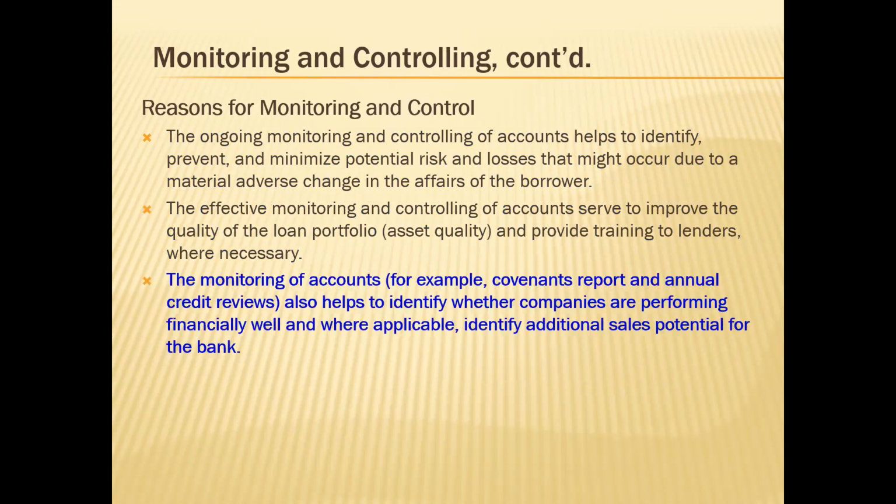Thirdly, the monitoring of accounts, for example, covenants report and annual credit reviews, also helps to identify whether companies are performing financially well, and where applicable, identify additional sales potential for the bank. Okay, so when it says, and where applicable, identify additional sales potential to the bank, we do a lot of cross-selling. So if we're in mortgages, we still probably have to sell some deposit accounts or credit cards, or whatever it is, and vice versa. With credit cards, we have to sell some mortgages, consumer loans, etc. So you're looking for opportunities.